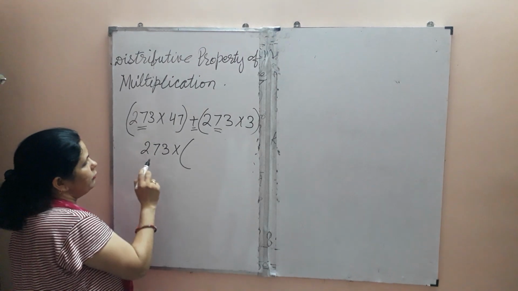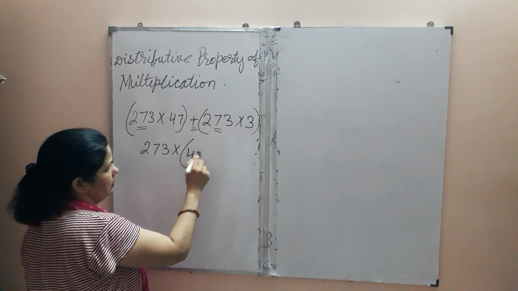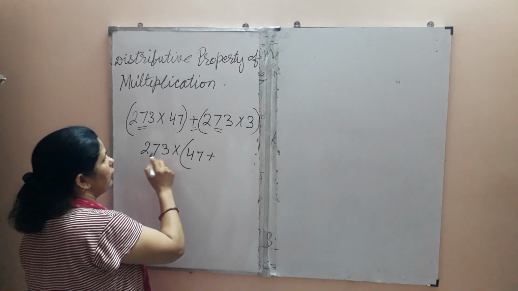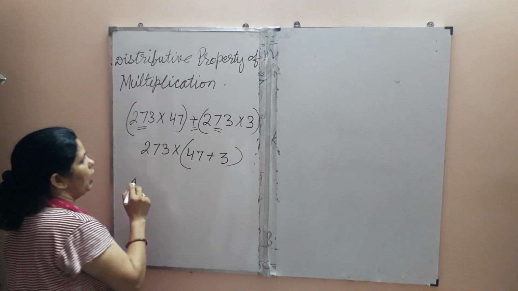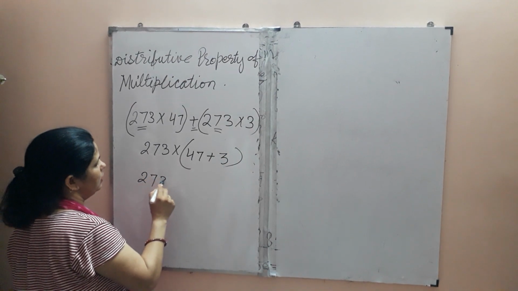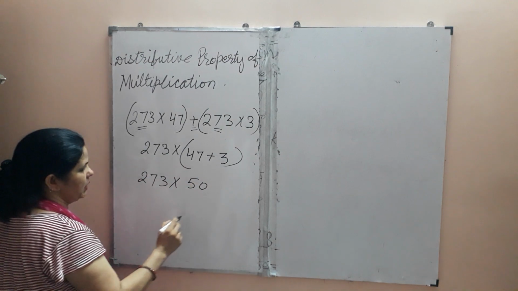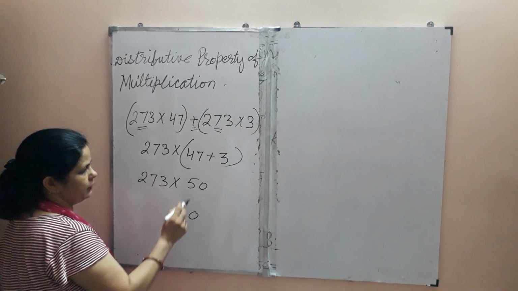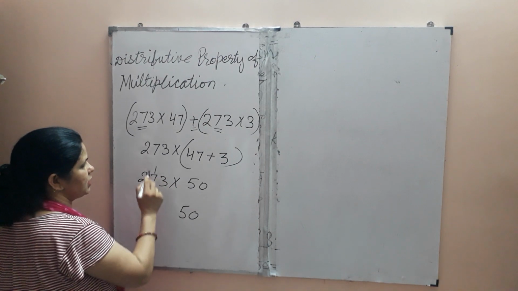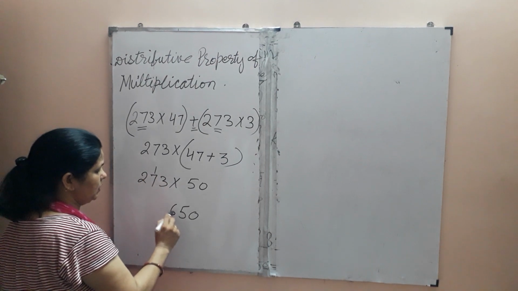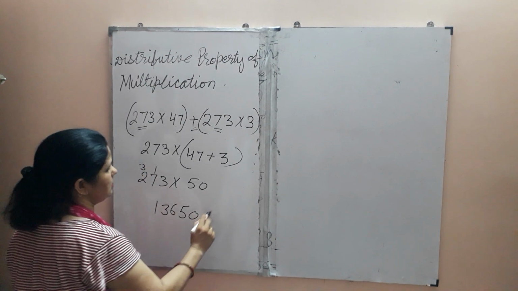In this group, we have taken 273 common, so what is left? 47. And in this, we have taken 273 common, so what is left? 3. Now 273 multiplied by 47 plus 3, 50. Now we will write 0 first, then we will multiply by 5. 5 3s are 15, carry 1. 5 7s are 35 plus 1, 36, carry 3. 5 2s are 10 plus 3, 13. 13650 is the answer.